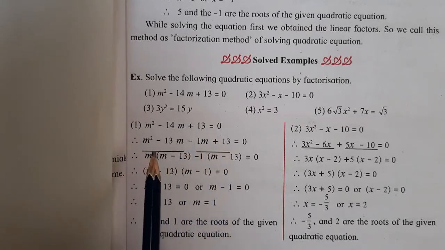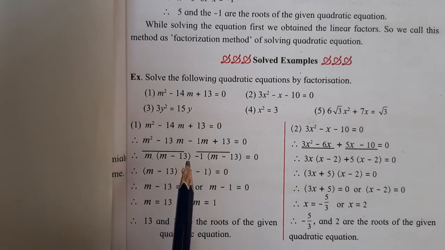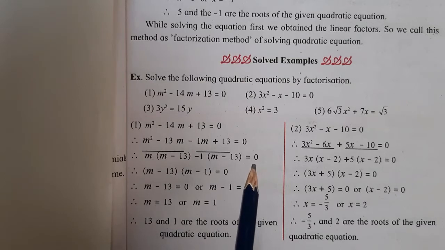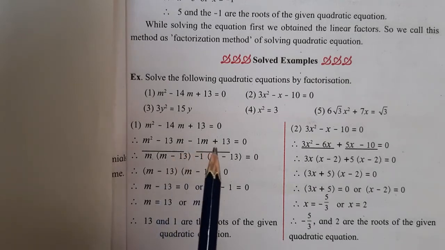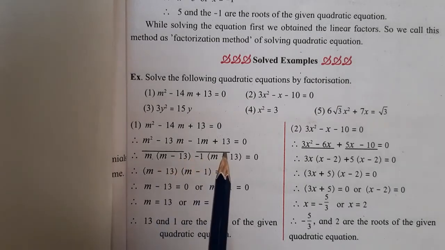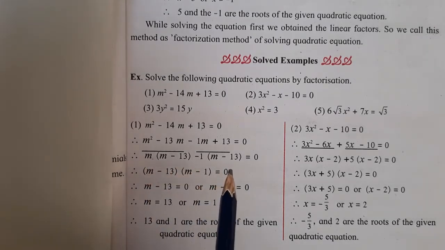In that we have to take the common terms now. In the first group m is common, so we take m as common: m in bracket m minus 13, minus 1 in bracket m minus 13 equals 0. When you take the common terms, keep in mind that whatever bracket is in the first term, the same bracket should be in the second term also. So from this we get one bracket as common, that is m minus 13, and the second bracket is m minus 1, equals 0.